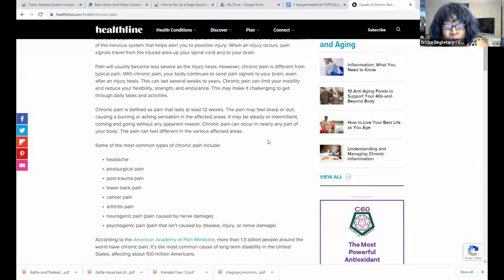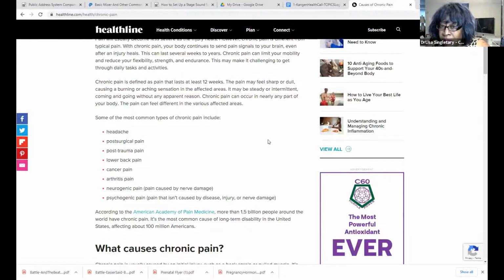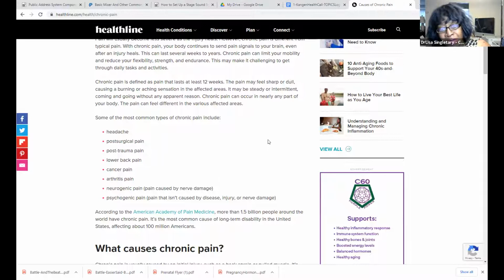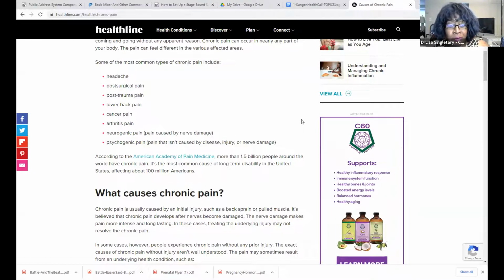The pain may feel sharp or dull, causing a burning or aching sensation in the affected areas. It may be steady or intermittent, coming and going without any apparent reason. Chronic pain can occur in nearly any part of your body. The pain can feel different in the various affected areas. Some of the most common types of chronic pain include headache, post-surgical pain, post-trauma pain, lower back pain, cancer pain, arthritis pain, neurogenic pain, which is pain caused by nerve damage, and psychogenic pain, which is pain that isn't caused by disease, injury, or nerve damage.